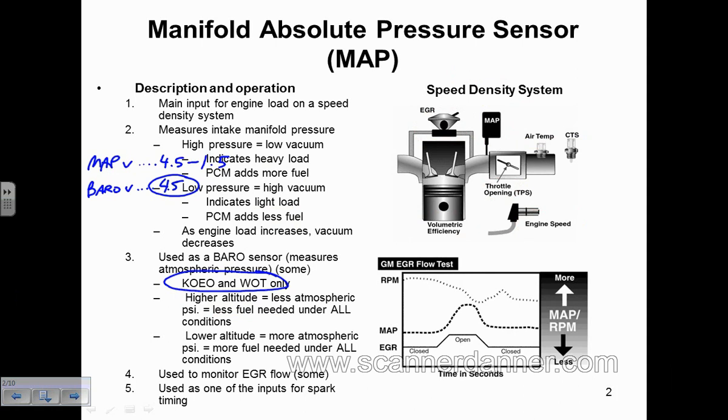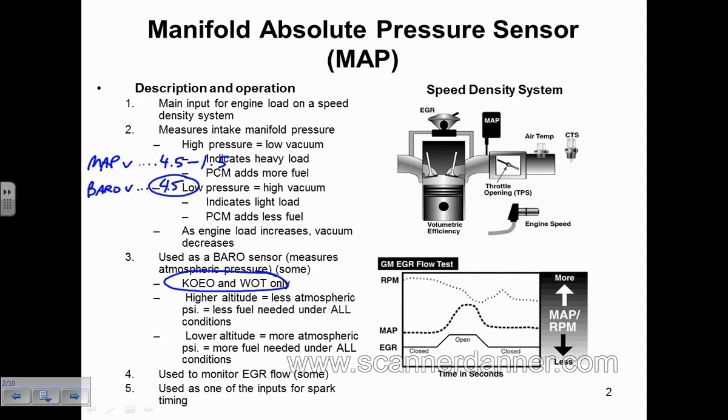Okay, we've mentioned this one before. When we talked about EVP sensors, remember I said EVP sensors are EGR valve position sensors, and they're not good indicators of EGR flow. They just show EGR valve position, and flow is assumed by the computer.